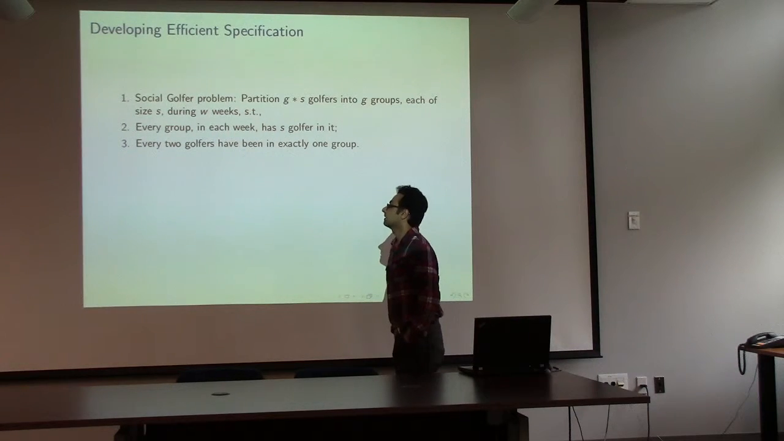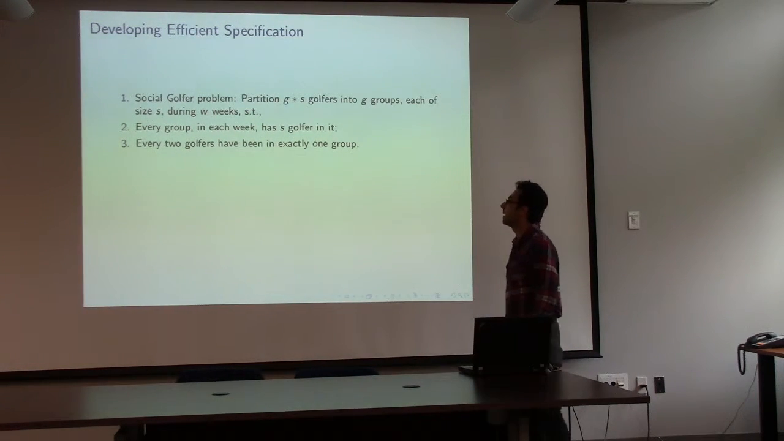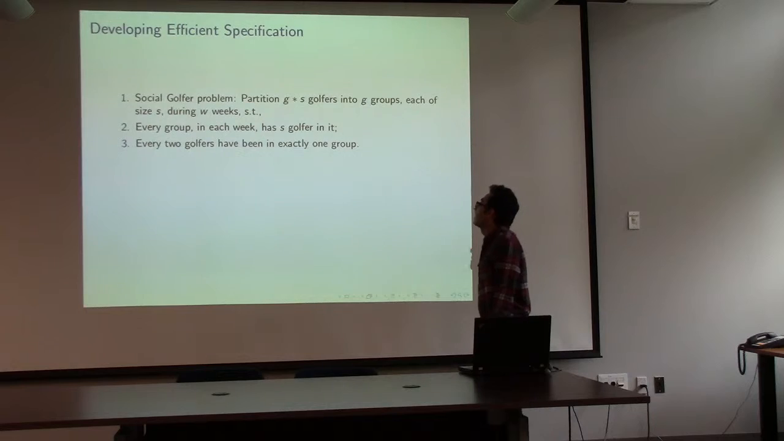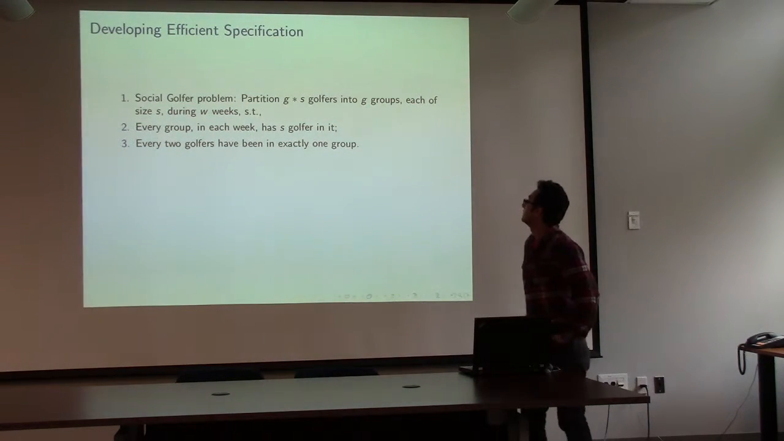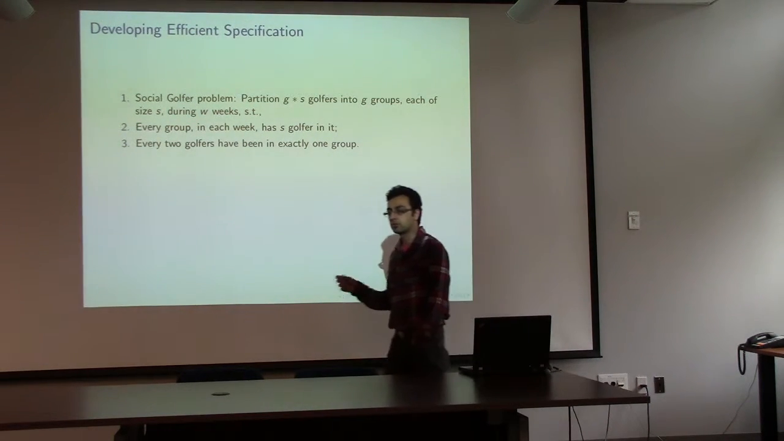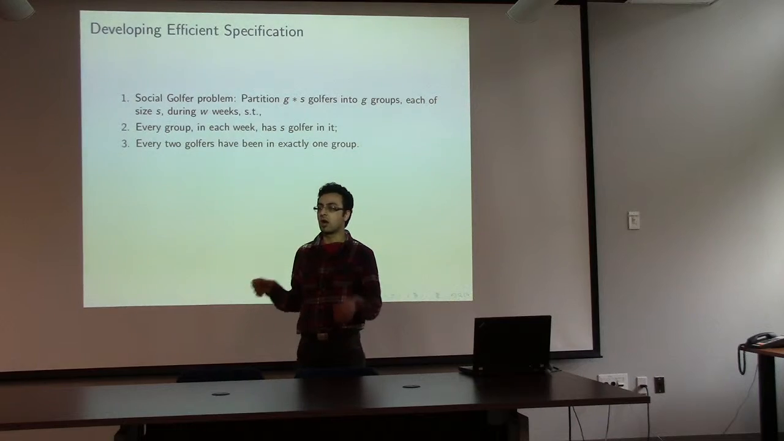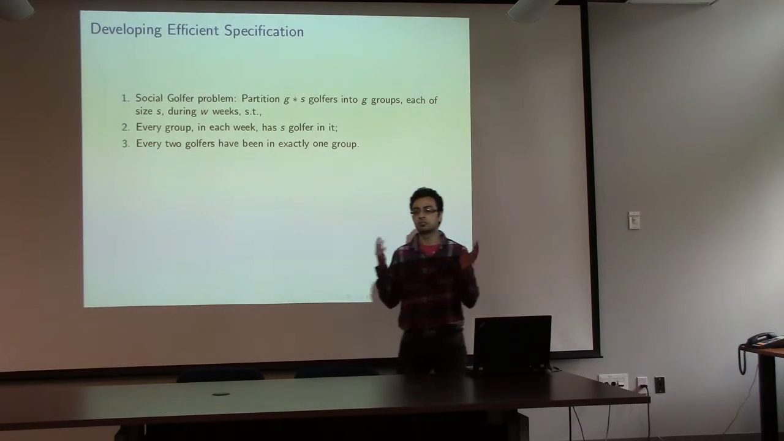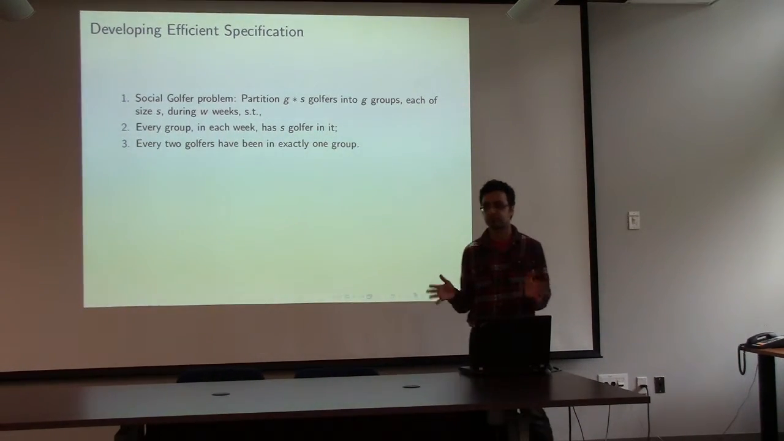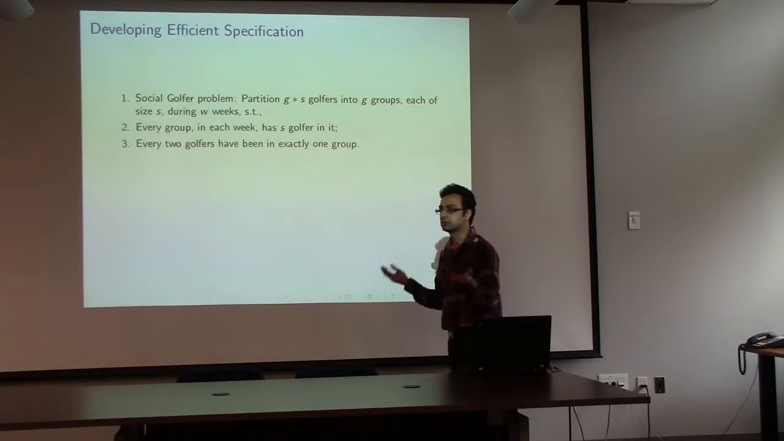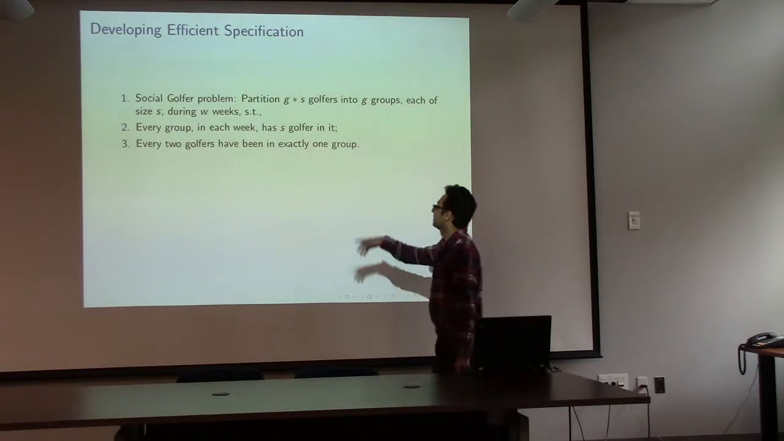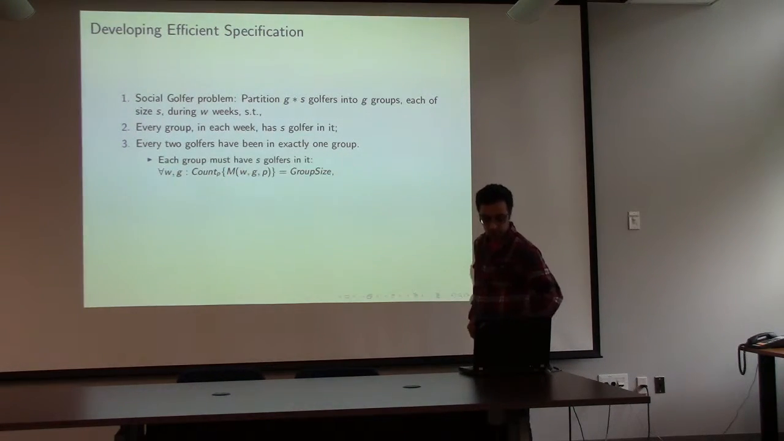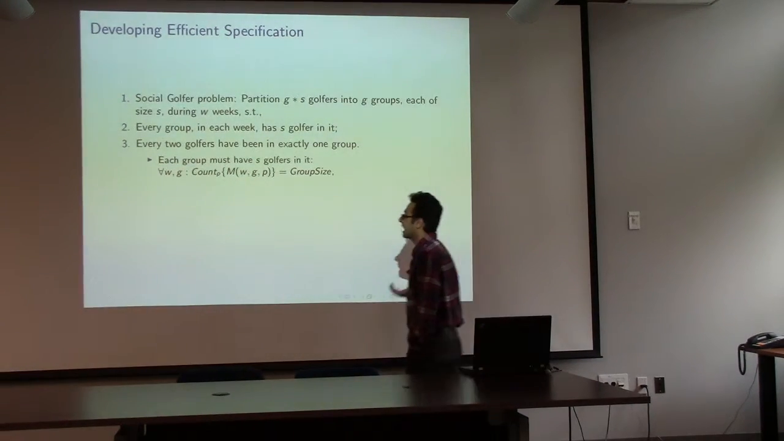So let's say we're looking at the social golfer problem. We have G times S golfers. They are playing in G groups. Each of the groups should have S golfers in it, and they want to play during W weeks. So it's like a game. So let's see how we can encode it using our rich language.